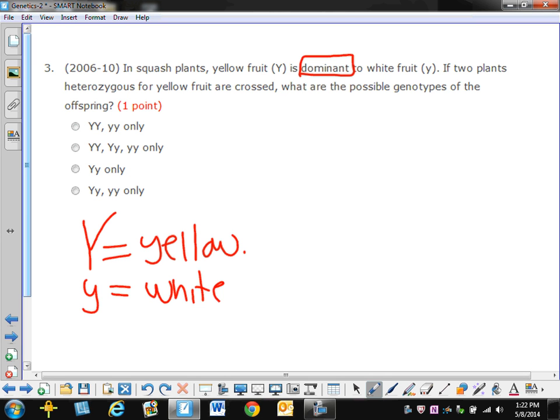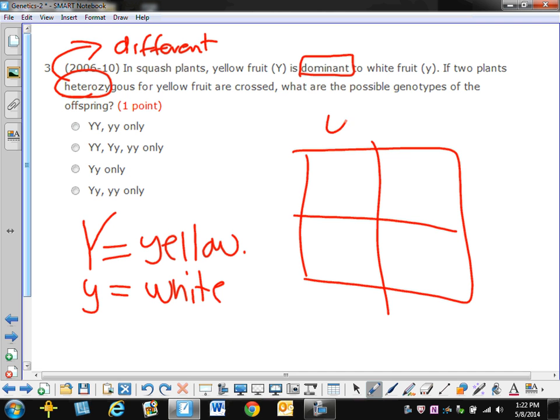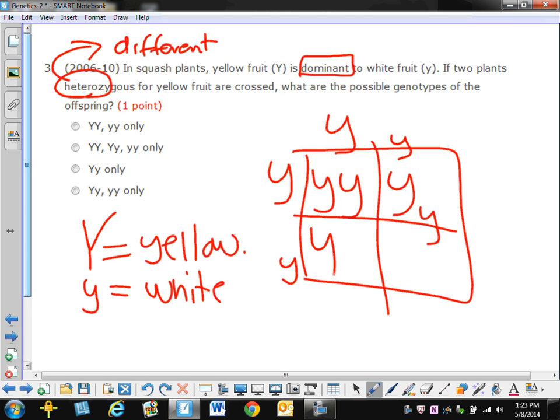Okay, so far we've got some good stuff here. If two plants are heterozygous, hetero means what? Come on, guys, you ought to be able to roll this right off your tongues. Hetero means what? Different. So now what it's saying is we're making a cross with these, and it's two different. So we have a big Y, a little y, a big Y, and a little y. There you go. It says, what are the possible genotypes?